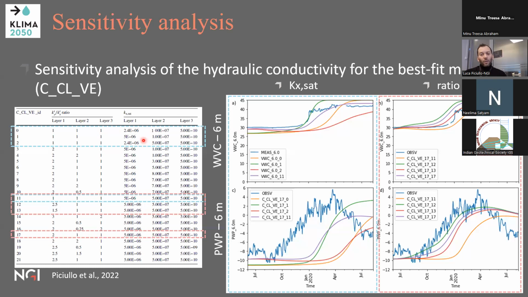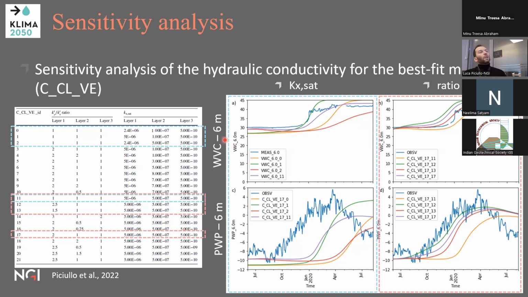In this case, if you increase the layer one permeability, you can see a faster response of the volumetric water content here at 6 meter depth and the water pressure here. So going from simulation zero to simulation one, you have a faster response of the volumetric water content. You can see it here, and here as well. While if you increase the layer two hydraulic conductivity, you have a slower response.